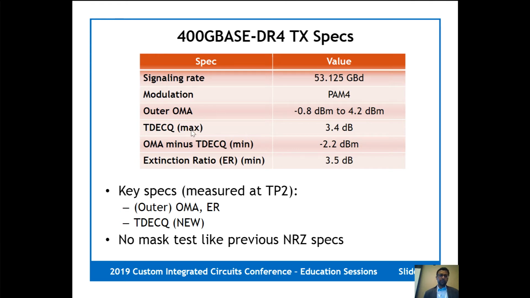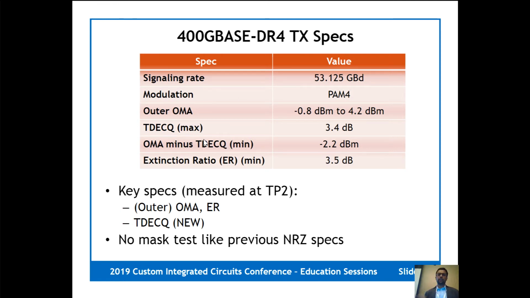And the big change here versus previous specs has been the introduction of this parameter called TDECQ, which we'll look at the actual definition of later, but it's intended to capture all transmitted non-idealities into one number: the nonlinearity, the limited bandwidth, and so forth. The difference from the previous spec is that previously there were masks specified for the transmitter output to meet, and that has essentially gone away because it was found to be pretty much useless for these data rates with PAM4.